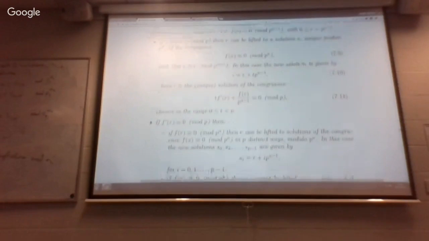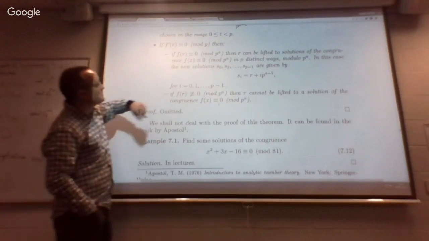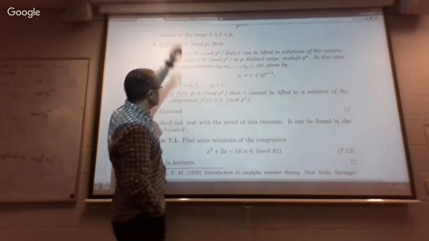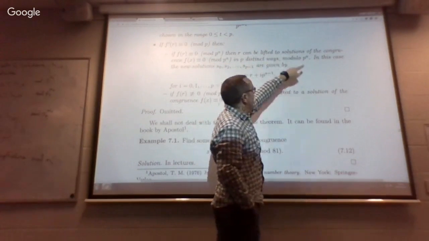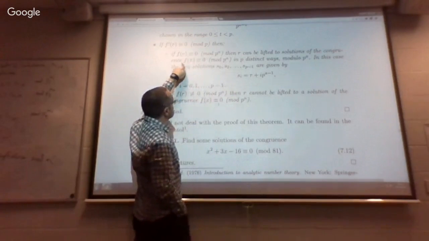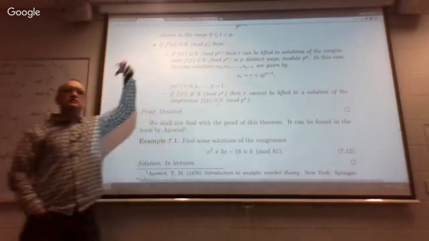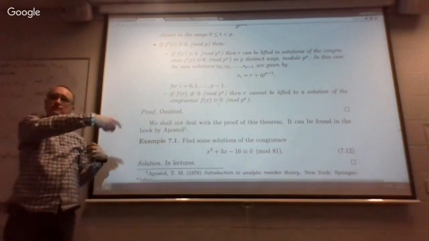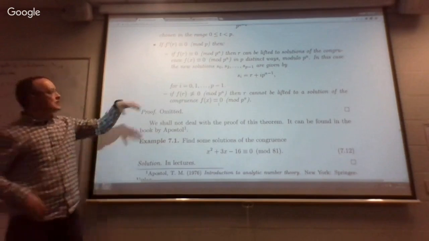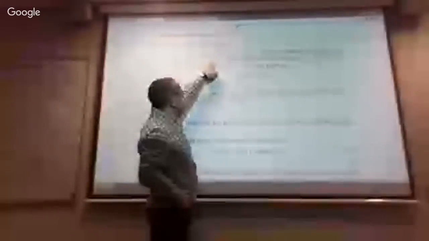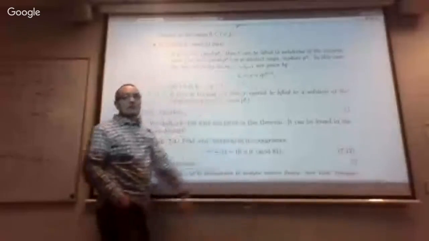Ignore the fine detail for a moment. Or in this other case, there are two subcases. In one of them, that solution r to the original problem lifts to p distinct ways to give you p distinct solutions to f of x congruent to 0 modulo p to the a. So you're taking a solution r, which is a solution to f of x congruent to 0 modulo p to the a minus 1, and from it you're building solutions to f of x congruent to 0 modulo p to the a, modulo 1 extra power of p.